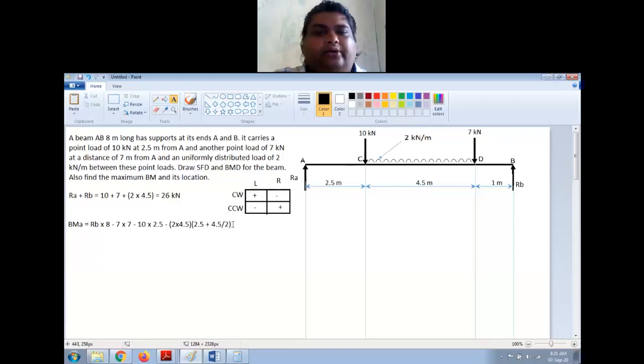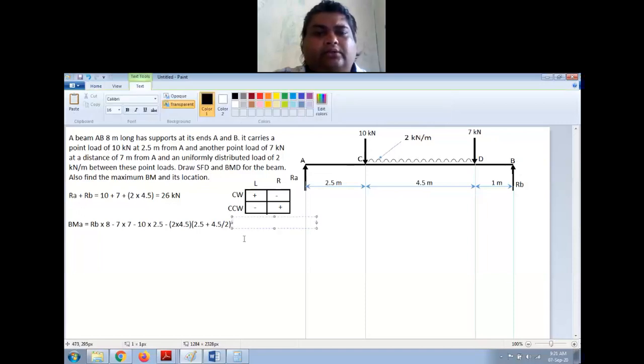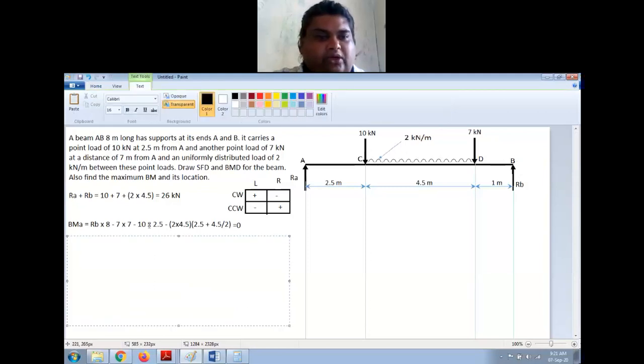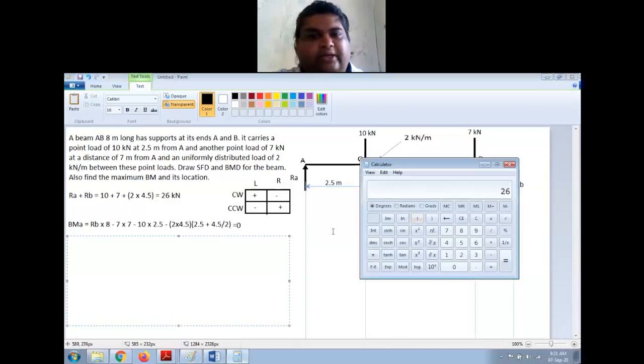Yes, sir. Good. Now this should be equal to 0, right? That is the criteria: the sum of all the bending moments should be equal to 0. If you solve this, you can find the reaction RB. Now let us try to solve. All these are negative, and this is equated to 0, so I can take this to the other side. I will directly calculate it and put the value there.